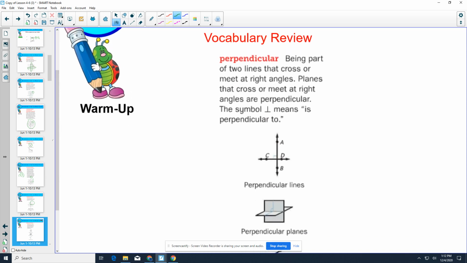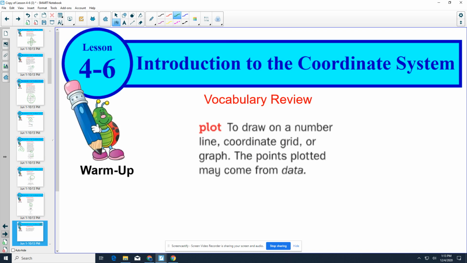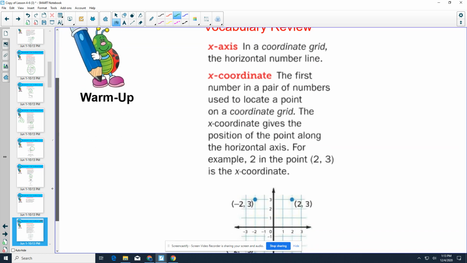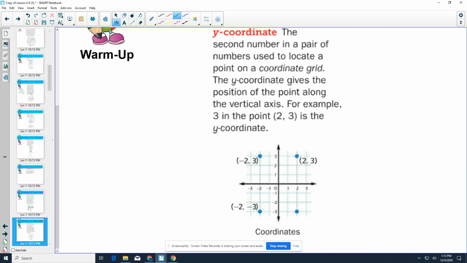And then the word perpendicular, you've probably heard before. Perpendicular just means two lines that intersect to make a right angle, okay? And so you can see perpendicular planes there. It looks like maybe cardboard or pieces of paper. And then down below they have perpendicular rays. And then to plot is simply when we draw on a number line, coordinate grid, or graph. So points can be plotted from data. So x-axis, I already showed you that, and then the x-coordinate. So here would be your x-axis, and this would be our x-coordinate in each of these ordered pairs. So always the first number, and then just the opposite, the y-axis, and the second number in the ordered pair is always going to be your y-coordinate.